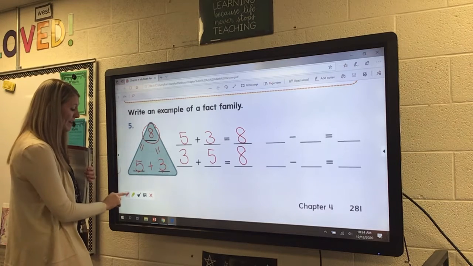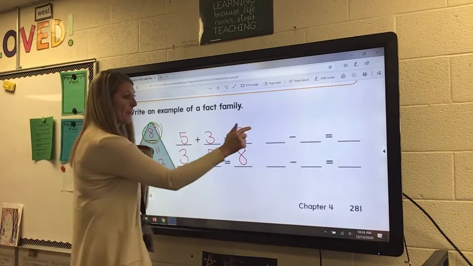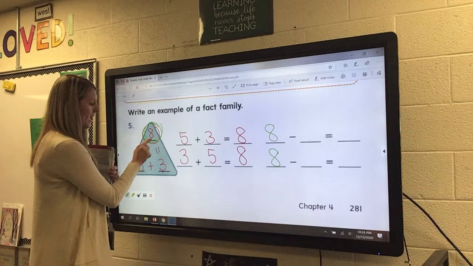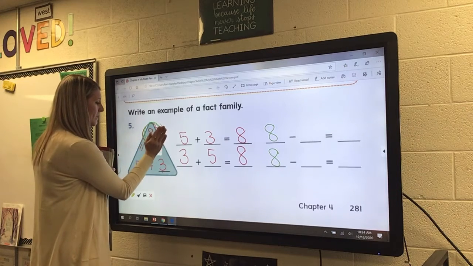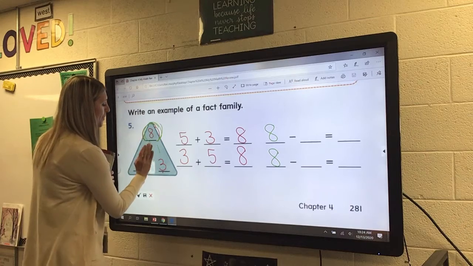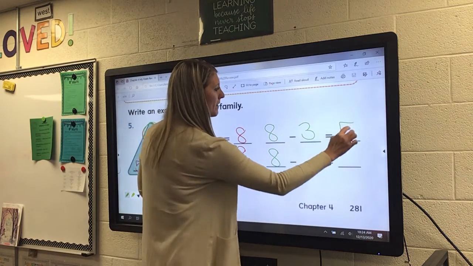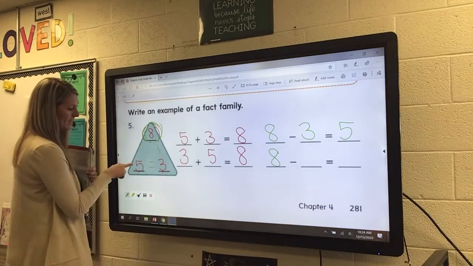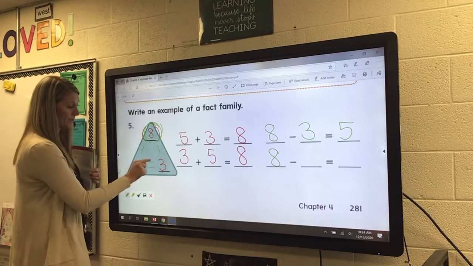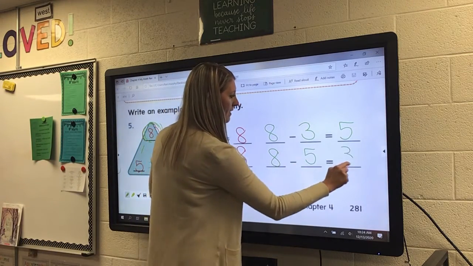Now I need two subtraction ones. I always start with my mom and dad. They're the biggest. They need to go first in subtracting. So I'm going to go 8, and instead of putting this equal sign here, I'm going to say 8 subtract 3 equals 5. Then, instead of going this way around the triangle, I'm going to go this way. 8 subtract 5 equals 3.